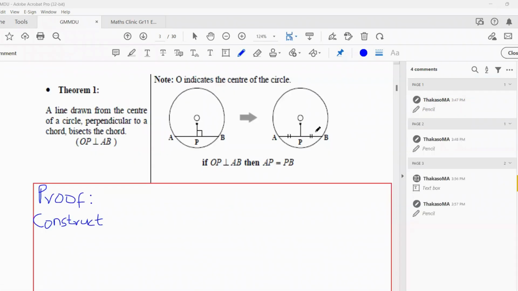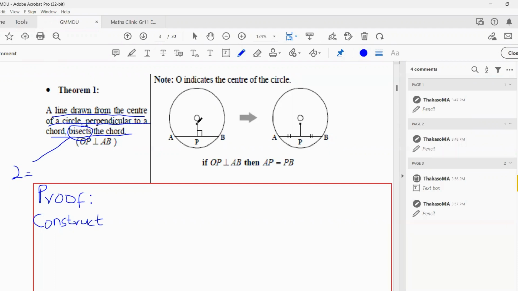So theorem 1 of circle geometry states that if a line is drawn from the center of a circle perpendicular to a chord, then it bisects the chord. Remember the word bisects, it means cutting into 2 equal parts. Bisect means cutting into 2 equal parts.